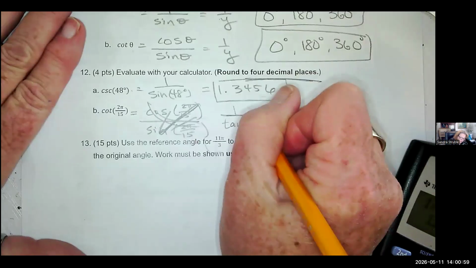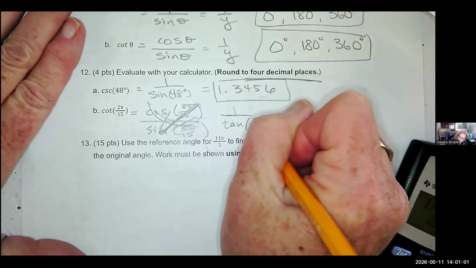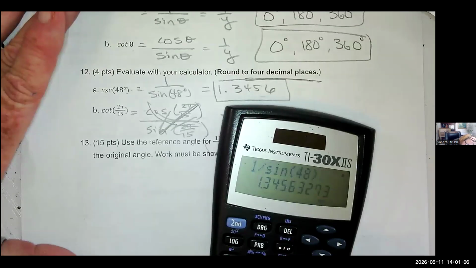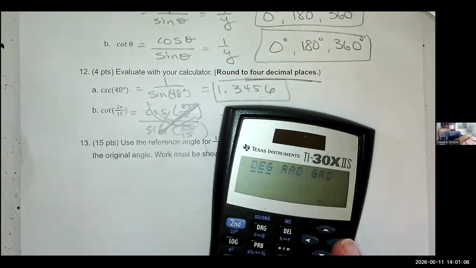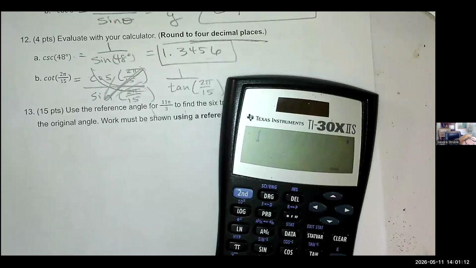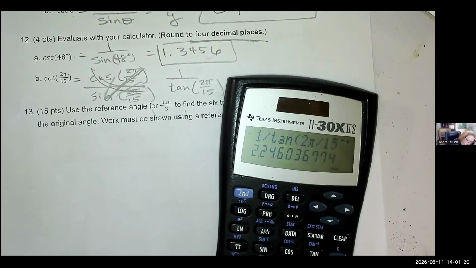The problem is make sure your calculator is in radians. All right, it's in radians. So I'm going to use 1 divided by tangent 2 pi over 15 close equals. And that is 2.2460. So 2.246.